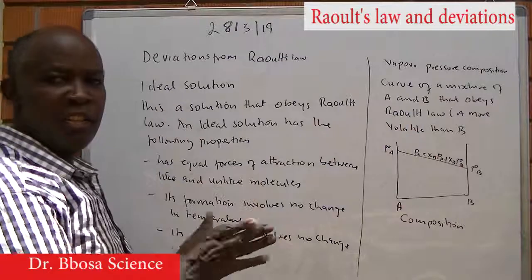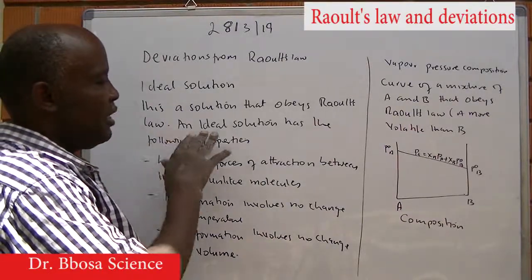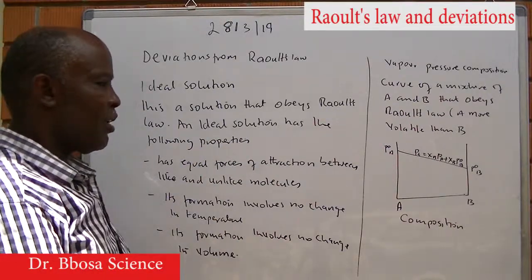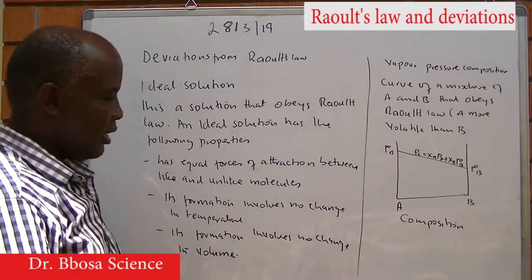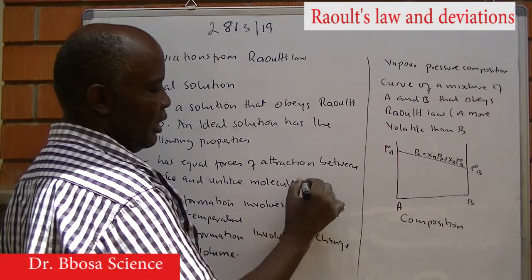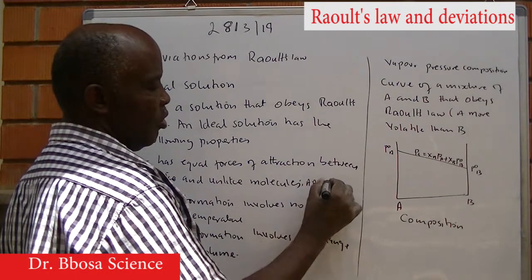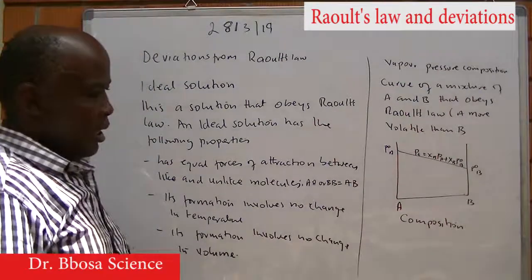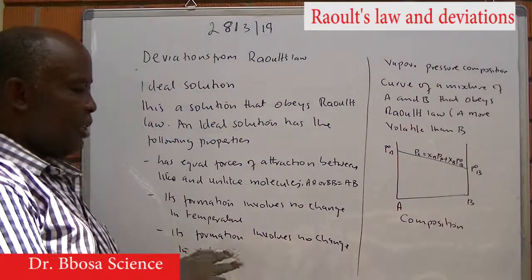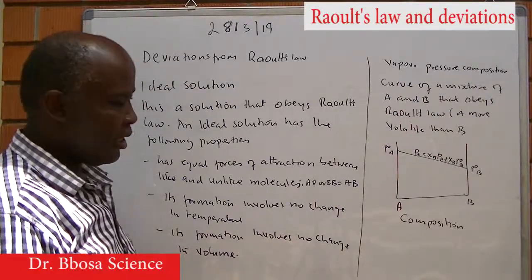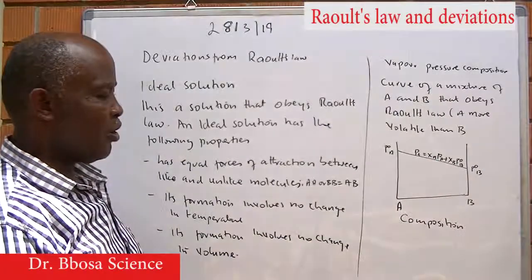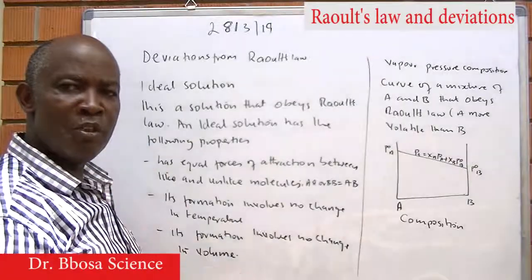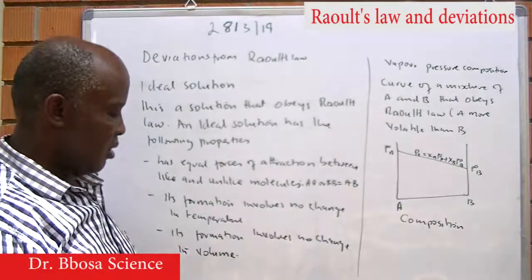We also discussed an ideal solution as a solution that obeys Raoult's law and has the following properties. One, it has equal forces of attraction between like and unlike molecules. The attractions between A and A, or B and B, are equal to those between A and B. Its formation involves no change in the temperature. If the temperature of the components A and B are equal, then the temperature of the solution formed will also be equal to the temperature of A or B.